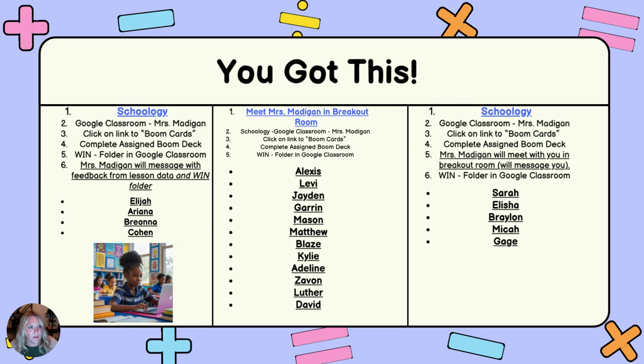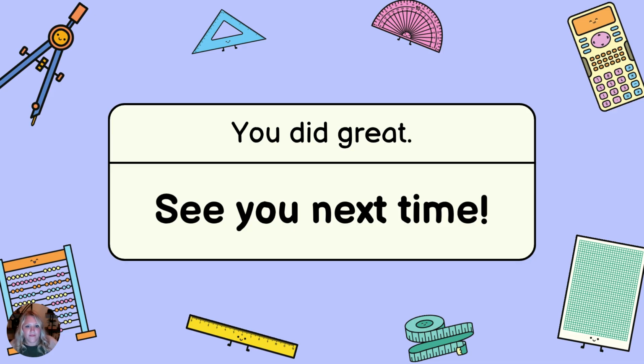This group here in the middle, I would take into a breakout room and we'd first work on some more problems together, guiding them through that. And then they would go through the Boom Cards. And then the last group, they do the Boom Cards, and then they would meet with me in the breakout room. I'd use the data from their Boom Cards to look and see how they're doing, what they need to work on, and what they missed, and then they'd work on their "What I Need" folder.